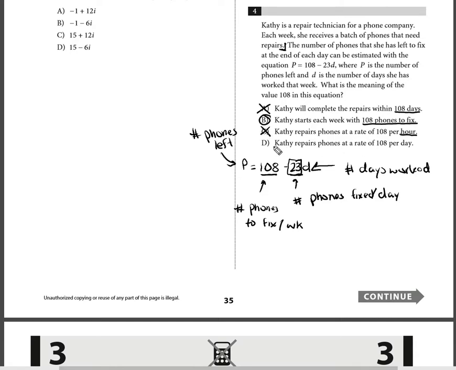So C is wrong. D: Kathy repairs phones at a rate of 108 per day. Now we know right here, once again, it is 23 per day. And we know 108 is how many she is given per week. So it cannot be D. So you're left only with B.